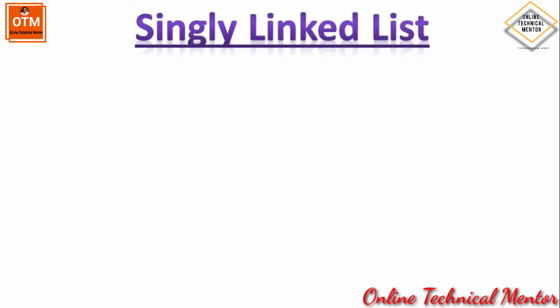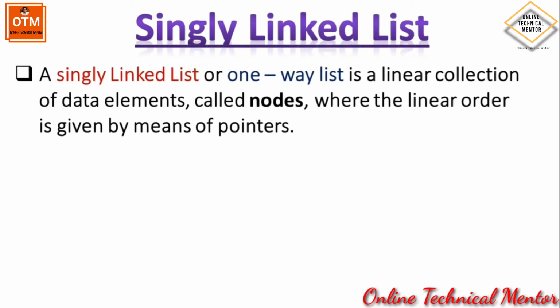So what is a singly linked list? A singly linked list or a one-way list is a linear collection of data elements called nodes, where the linear order is given by means of pointers. Now, if you ask me what is a singly linked list in a simple way, I will tell you that a singly linked list is made up of nodes. So what are nodes? You have to know about the node first.